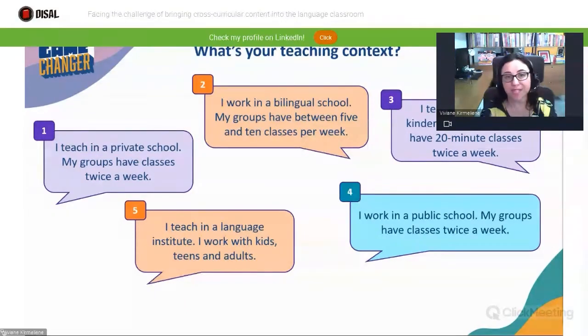Okay, I have presented 5 situations here. I know it's difficult to contemplate everyone, but I'd like you to choose the one that is closest to your reality. Okay, so I see 5, 4, 1. Oh, someone wrote 6 here. I wonder what 6 is. We have only 5 here.